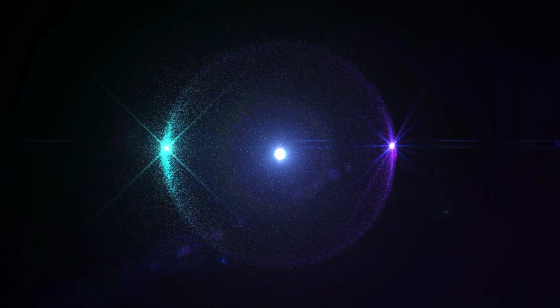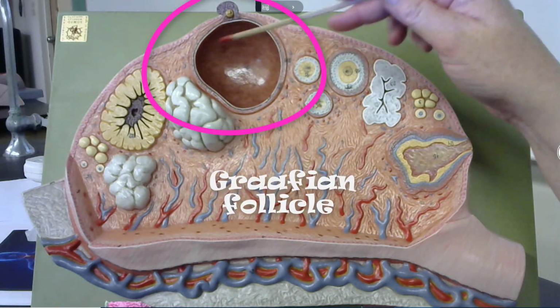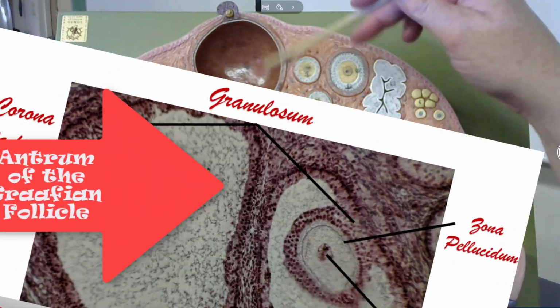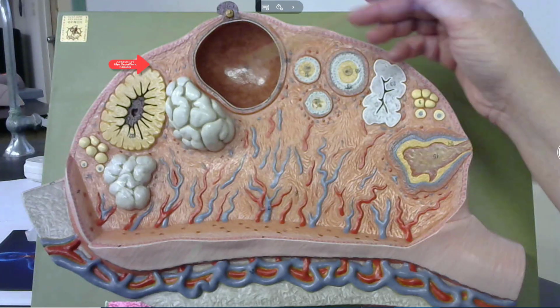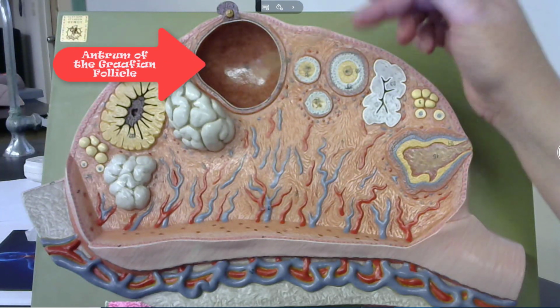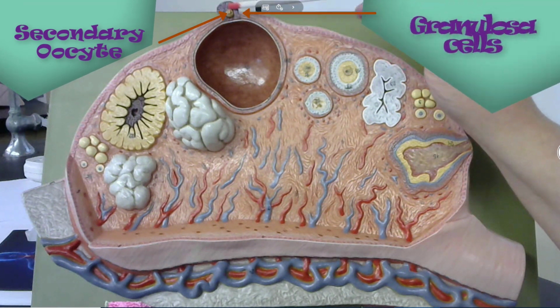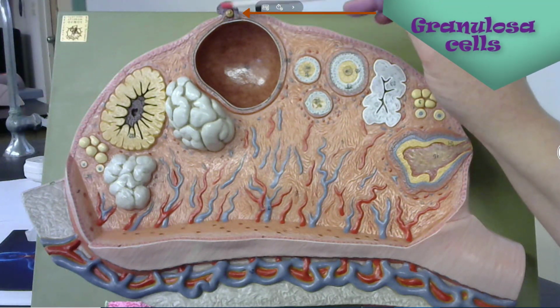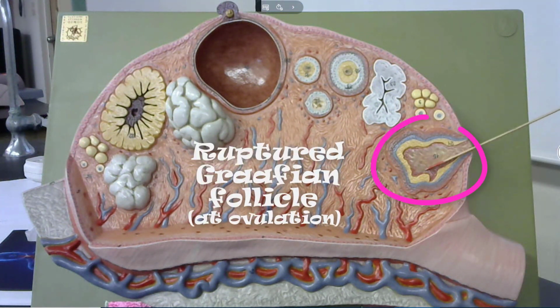Only one follicle will reach this level of maturation. The secondary follicle will mature to form the Graafian follicle. Graafian follicles are fully mature. Graafian follicles will contain a fluid-filled space called the antrum. Many granulosa cells now surround the oocyte. At ovulation, the Graafian follicle ruptures and releases the secondary oocyte into the fallopian tube, where fertilization can occur.